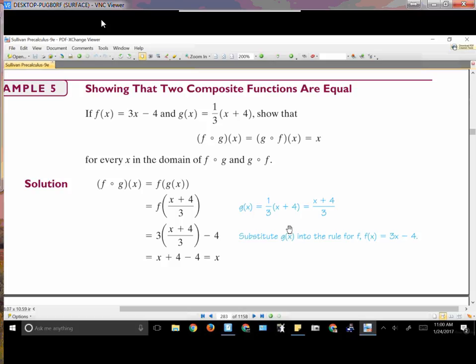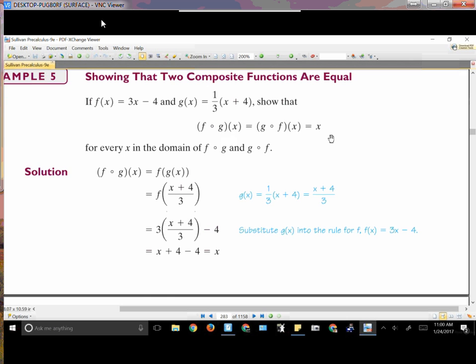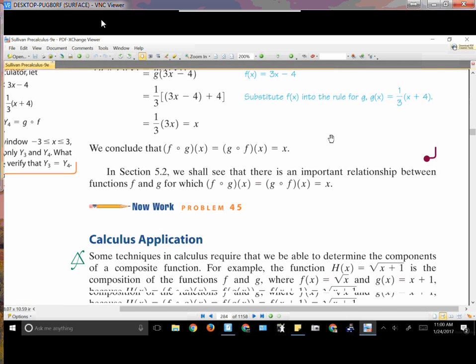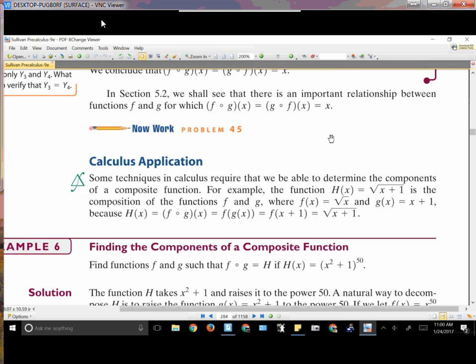Sometimes we're going to run into this situation showing that two composite functions are equal. If I go through and do f composed with g of x, it's the same as taking g composed with f of x and I get x. Think of it this way, these are functions that undo each other. They're inverses of each other. And this will happen.